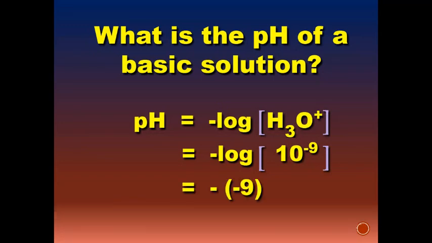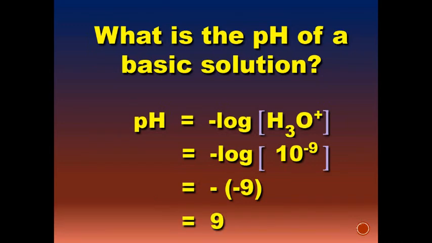Now we're finishing that calculation. When we take the negative log of 10 to the negative 9, we get negative times negative 9, which equals positive 9. So the pH is 9. Notice the double negative here. That's crucial. The negative sign in front of the log and the negative exponent combine to give us a positive answer. This is why basic solutions have pH values greater than 7, and it's why our answer makes physical sense.